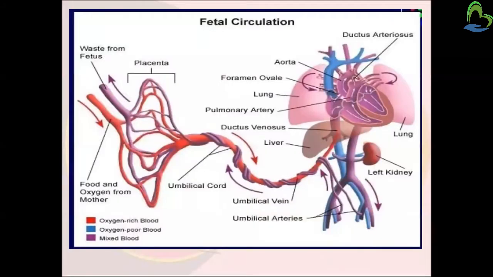Next, in the figure, this is the fetal circulation figure. We already discussed the five structures: ductus arteriosus, ductus venosus, then umbilical cord, umbilical artery and umbilical vein. These are all structures of the fetal circulation.